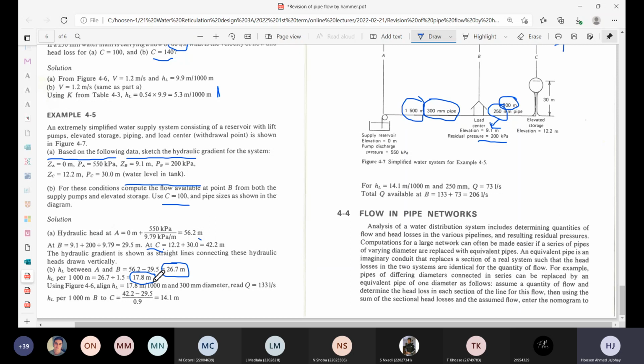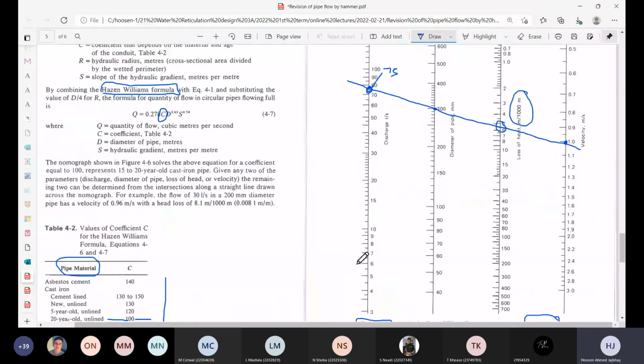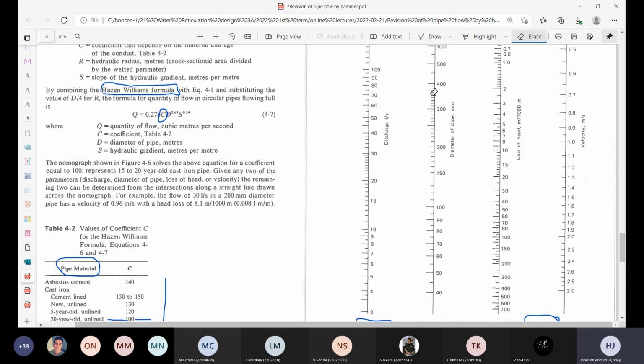Now you can go to your graph, and you know two values on that graph. You know what the head loss is on your nomograph, and you also know the diameter of the pipe we're using. We do have a 300 millimeter diameter pipe. We don't know the Q, the flow in the pipe, and we don't know the velocity of flow in that pipe. So we can now go to our graph and plot those two values, the 17.8 and the 300 diameter pipe. Now, I don't have a ruler to be able to do it accurately, so I'll just give you the gist of how you do that. I've already explained it to you earlier.